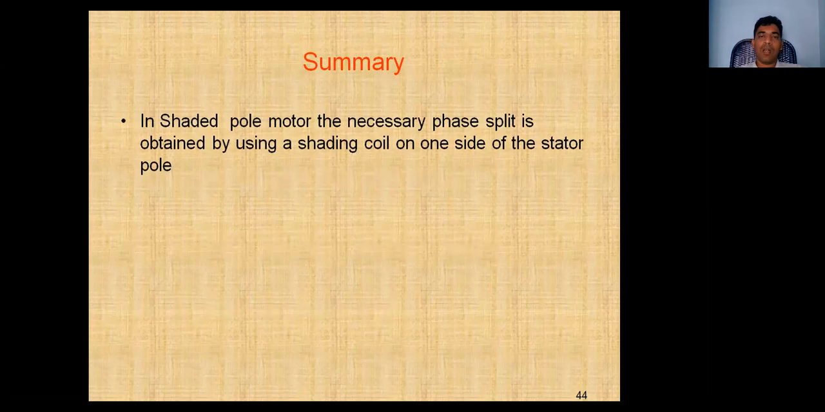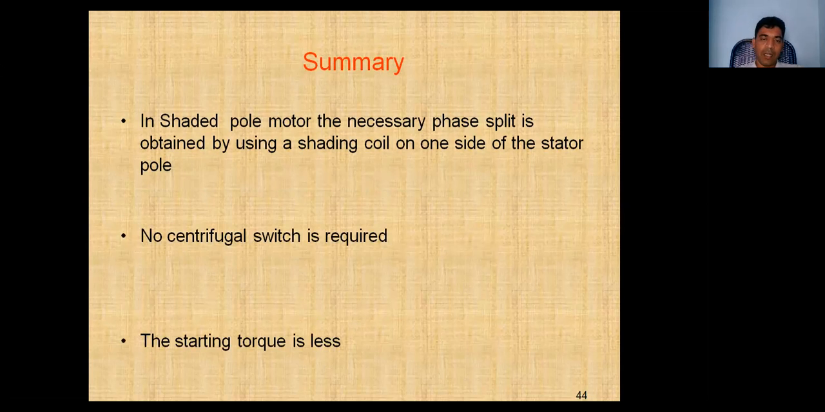In the shaded pole motor, the necessary phase split is obtained by using a shading coil on one side of the stator pole. No centrifugal switch is required. The starting torque is less.